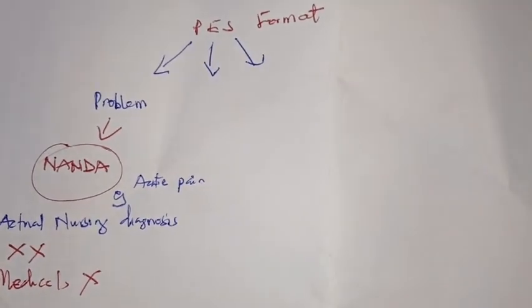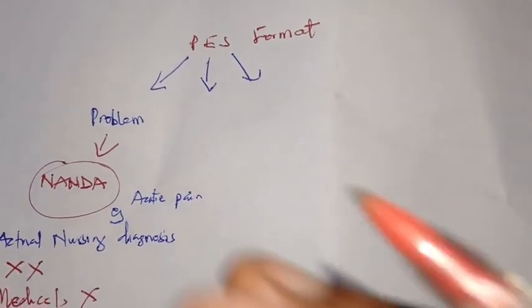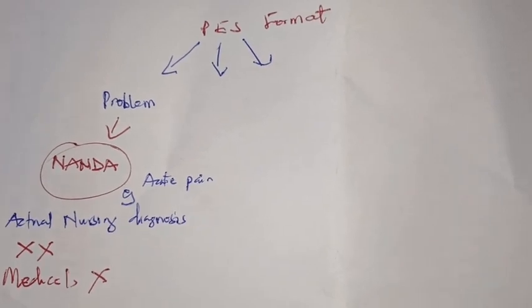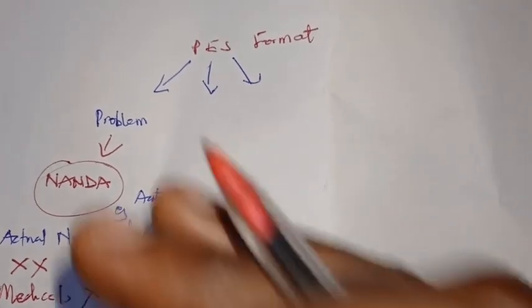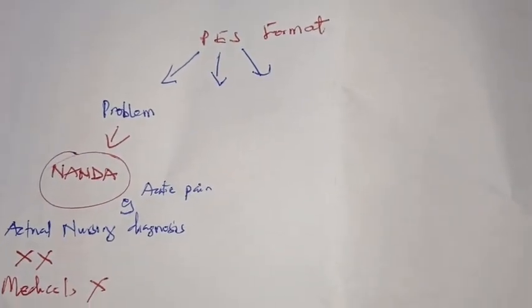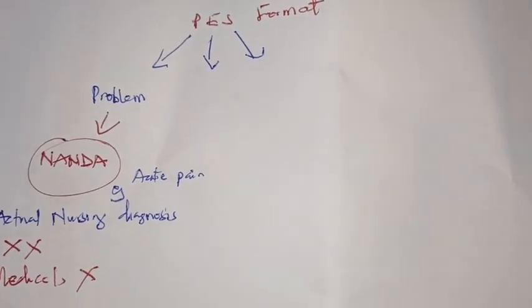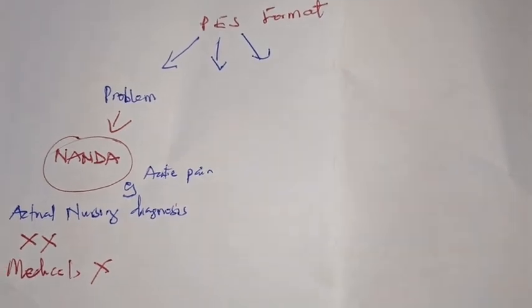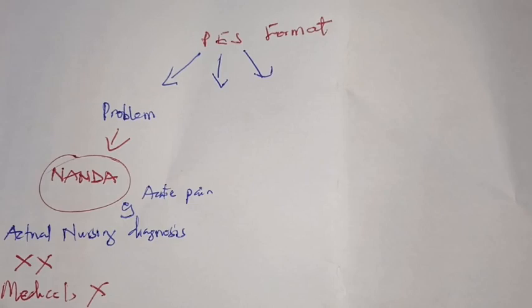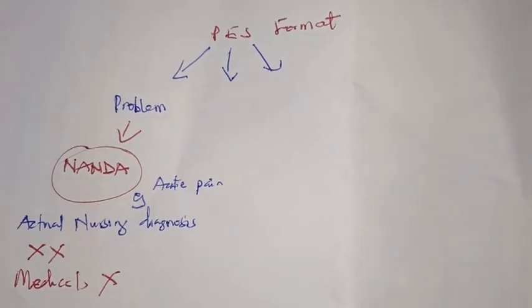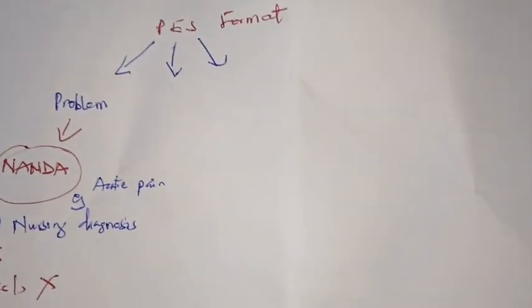So you can have acute pain, all the NANDA diagnosis that you know here. I hope we are good to go. It is the actual problem going on, the patient's response to the health condition. This is where you write your NANDA diagnosis. Now fast forward, let's move to the E.